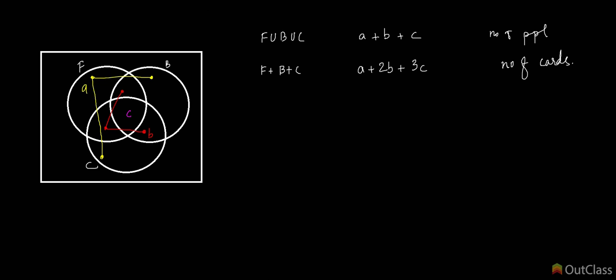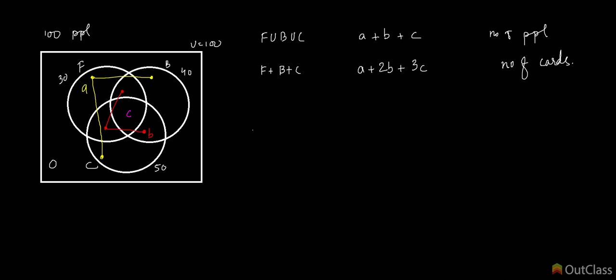Now, let's say the question says that there are 100 people in this club and everybody has to play at least one of the sports, so there's nobody outside the union. So the universal set is 100, and suppose you are given that there are 30 people playing football, 40 people playing basketball, and 50 people playing cricket.